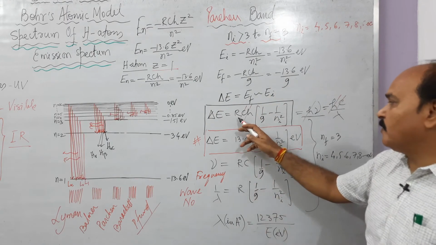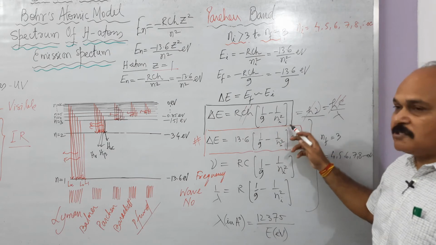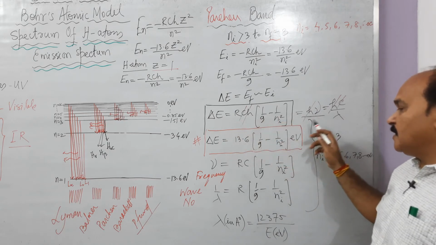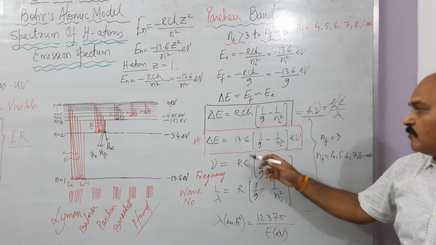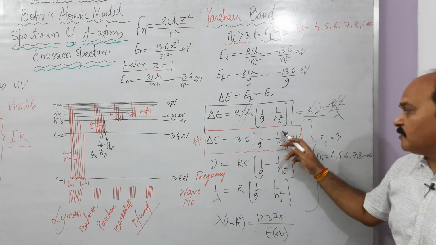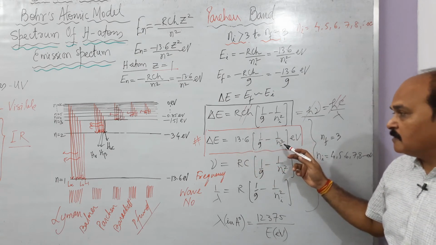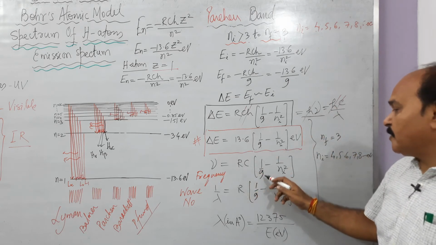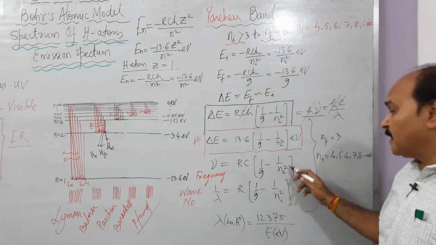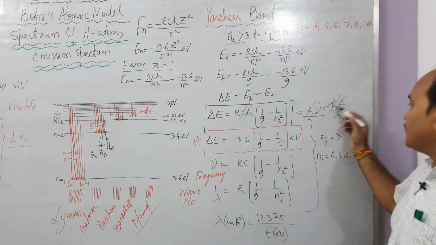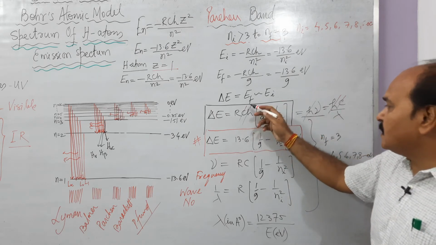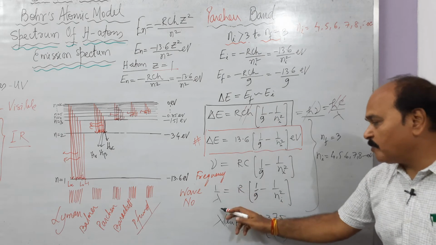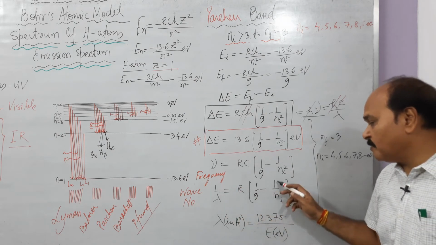Delta E is going to be RCH times 1 upon 9 minus 1 upon Ni square. This energy can be written in electron volt as 13.6 times 1 upon 9 minus 1 upon Ni square. Same way, h nu, and we get the value of nu as RC times 1 upon 9 minus 1 upon Ni square. And if we write nu as c upon lambda, h and c cancel out. This is 1 upon lambda equals R times 1 upon 9 minus 1 upon Ni square.